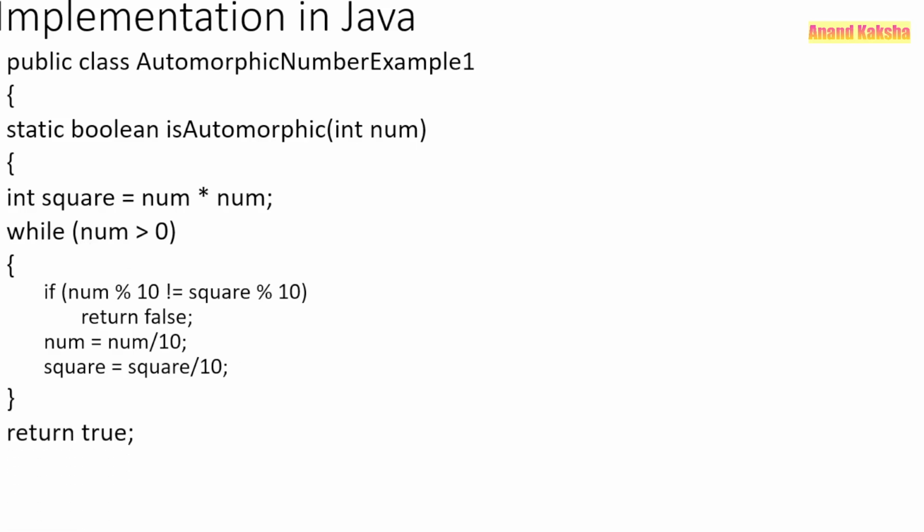Now you just need to return true, because if the condition is not satisfied in any iteration, then the last digit of the number and the last digit of the square match every time, so it will return true.